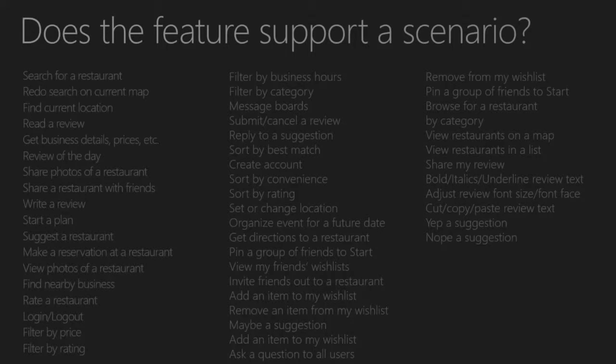As before, you want to start questioning the features that you've added. The first step to providing a good feature set is to eliminate features that don't support your scenarios. Here's our Foods and Friends best at statement and main scenarios. We will take the complete feature list and cross out any features that don't support them.